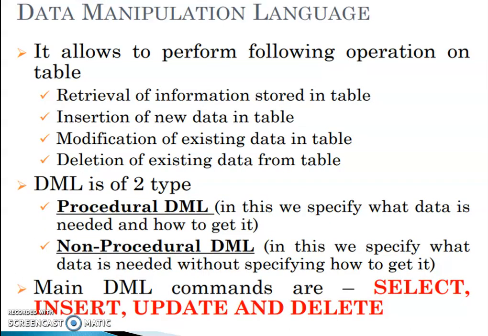Then data manipulation language, DML. It allows you to perform the following operations on a table: retrieval of information stored in the table, insertion of new data in the table, modification of existing data in the table, deletion of existing data from the table. DML is of two types, procedural DML and non-procedural DML. Procedural DML means specify what data is needed and how to get it. But in non-procedural DML, specify what data is needed without specifying how to get it.